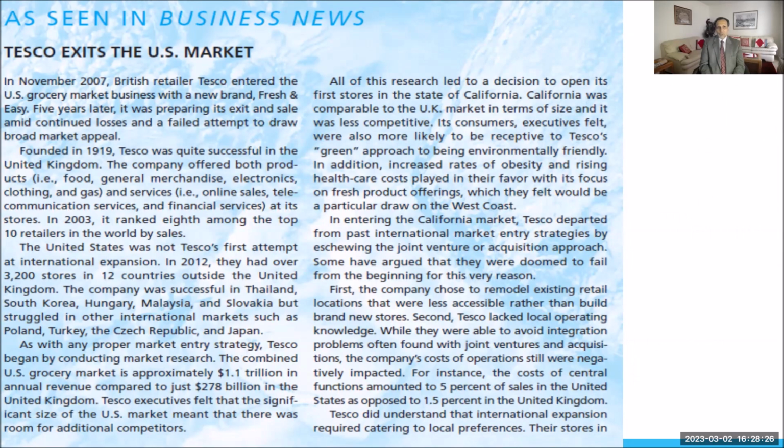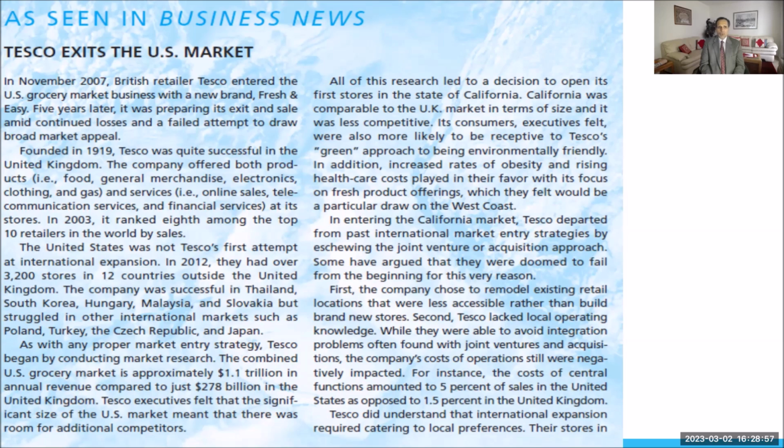Let us look at an example of Tesco in the US market. In November 2007, the British retailer Tesco entered the US grocery market with a brand new name called Fresh and Easy. However, 5 years later, in 2012, they were preparing to exit the US market amid continued losses and a failed attempt to draw broad market appeal. They were founded in 1919. Tesco was quite successful in the UK market.